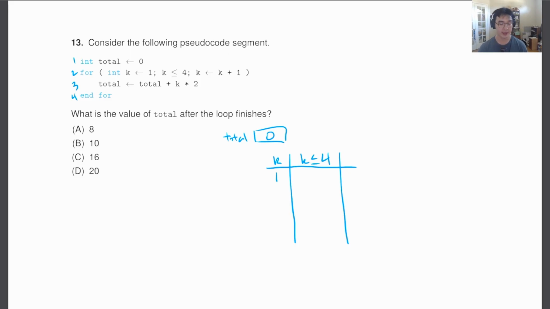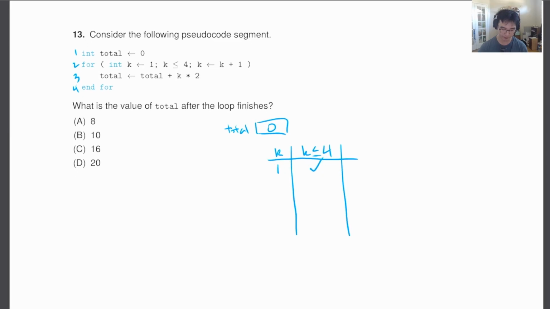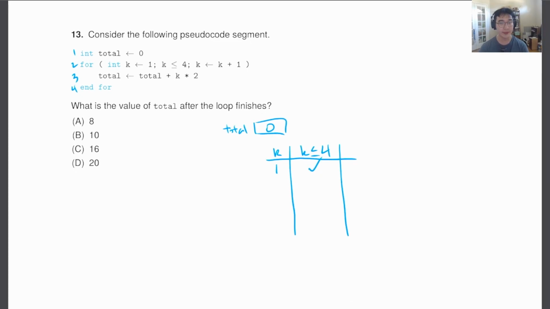So is 1 less than 4? And you check, it is less than 4. And then what happens after the condition is true? Well, if the condition is true, you go into the for loop. So we are now on line 3.